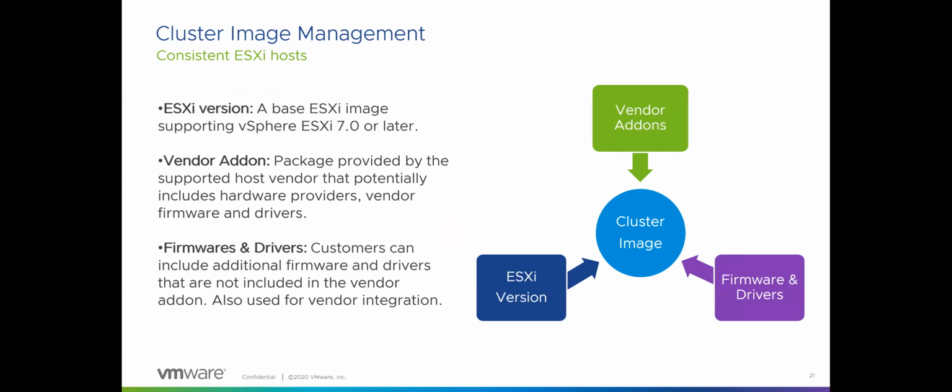Digging a little bit deeper into that cluster image and what that looks like. A lot of questions have arisen as well about whether we can use multiple vendors in one cluster, or what happens if you have multiple generations of the same host type in one cluster. And first of all, let me state that you could use VLCM with only the ESXi base version, right? Because that already allows you to create that consistency from an ESXi base image perspective. The vendor add-ons and the firmware and drivers are completely optional.